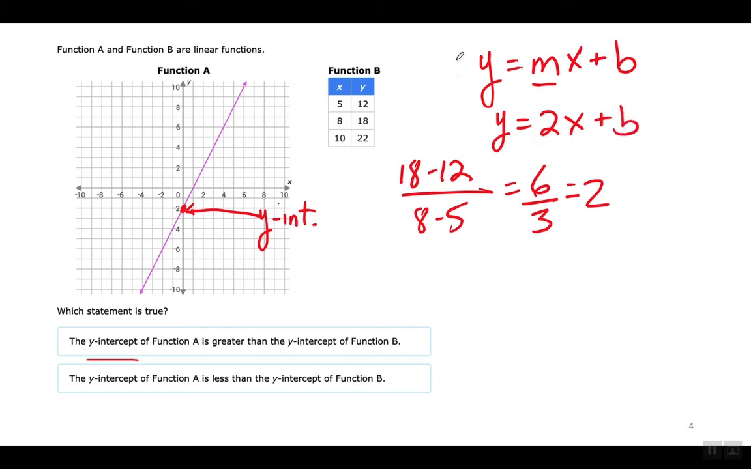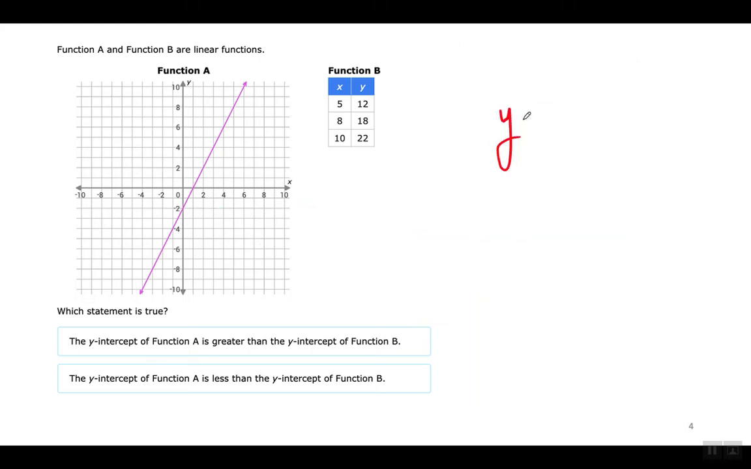Alright, now, let me just go like that. Okay, now to find b: y equals 2x plus b. Alright, let me just erase all that stuff. Y equals 2x plus b. So now to find out what the y-intercept is, I've got to substitute an x and a y. So let's just use the smallest value, which is that.